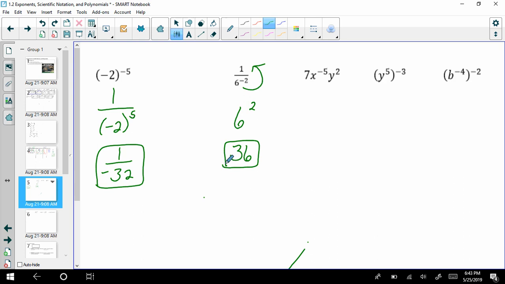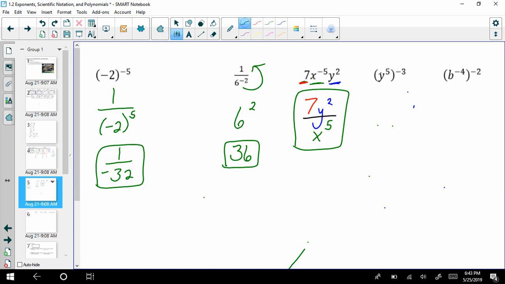Okay, now look at the next one. The next one technically has 3 parts to it. There's the 7. And then there is the x to the negative 5th, and then there's the y squared. So only one of those has to move, the x to the negative 5th. So the 7's going to stay put, and so is the y squared. But the x to the 5th is moving to the denominator because it had a negative exponent. I cannot subtract the 2 and the 5 because they're not the same base. So that is my simplified answer.